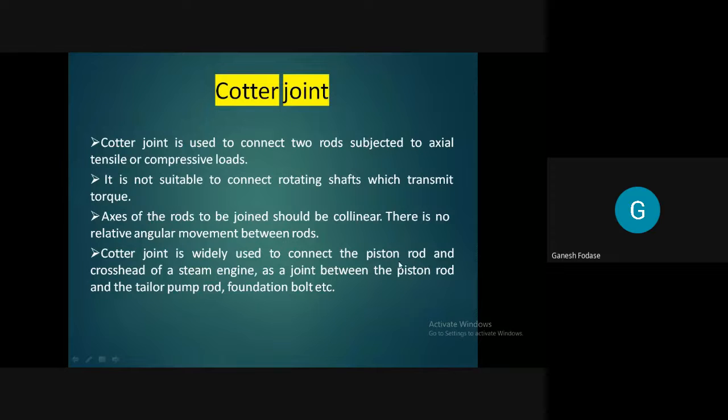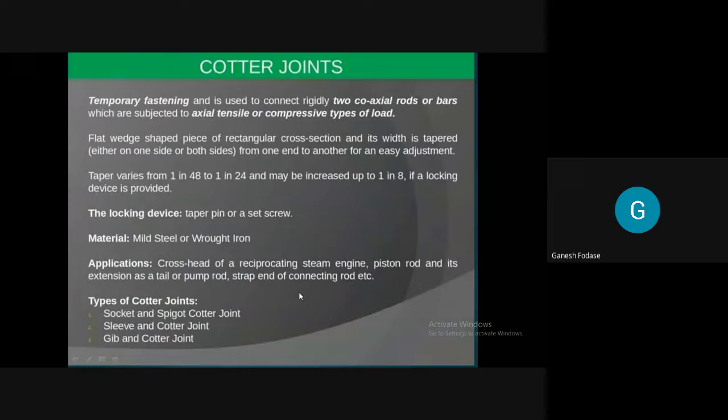Now, quarter joint is widely used to connect the piston rod and the cross head of a steam engine. I think you know this. So the most widely used application of quarter joint is the joint between the piston rod and the cross head of a steam engine. Then in foundation bolts also it is used.